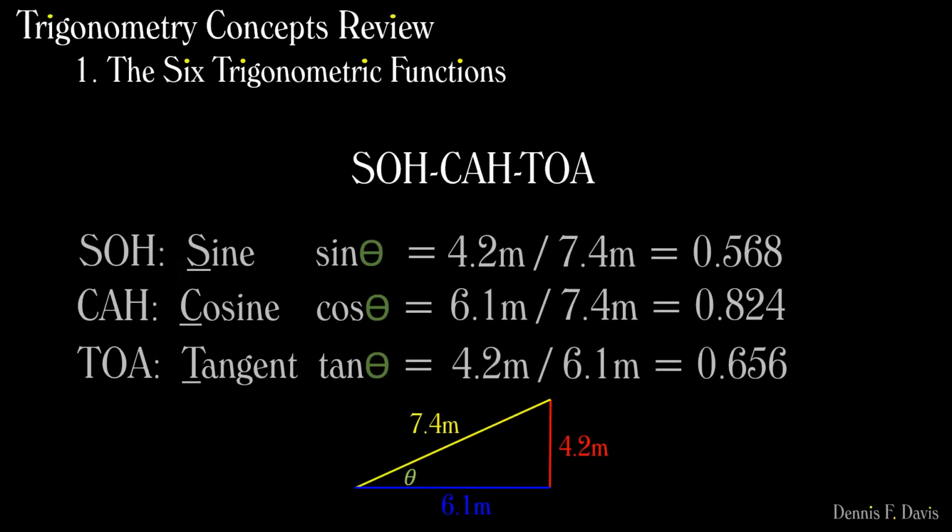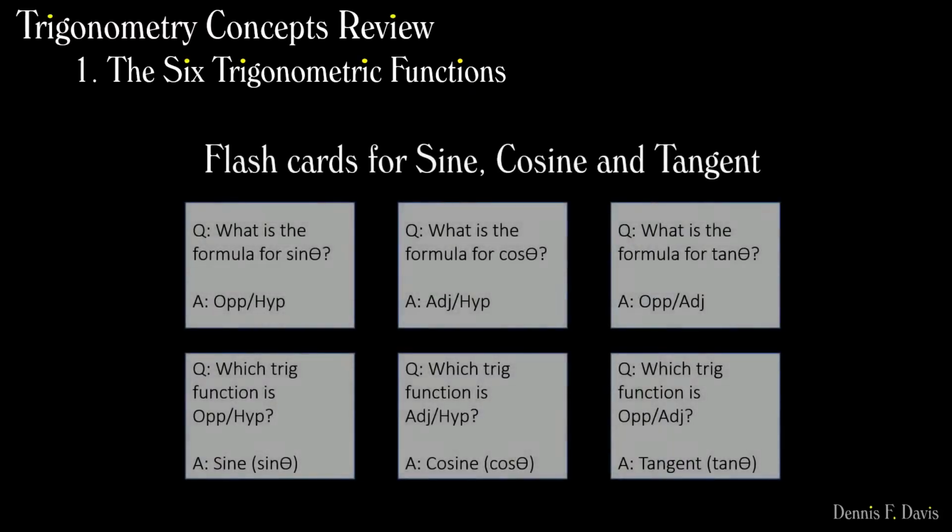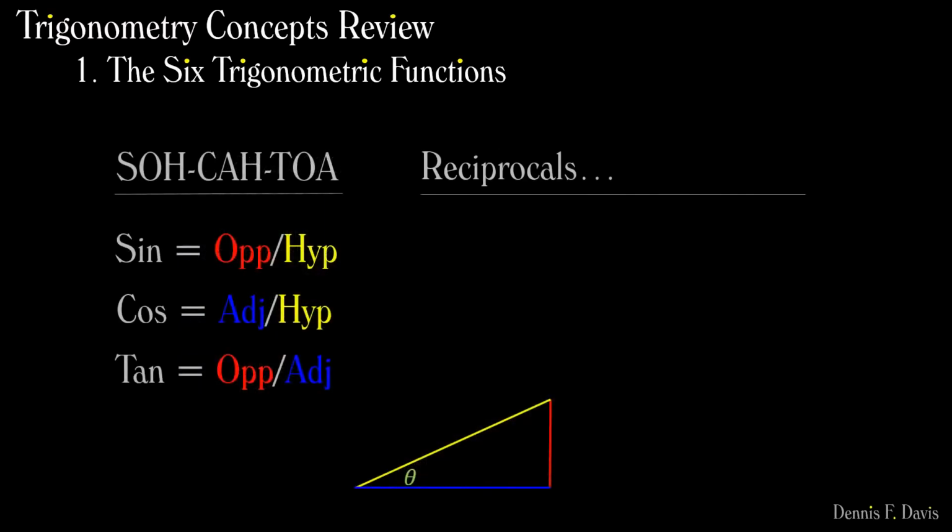Please chant SOHCAHTOA to yourself and know the corresponding formulas for sine, cosine, and tangent. Here, you might consider making 6 flashcards. You should know these frontwards and backwards, and fortunately, SOHCAHTOA makes it easy. The last 3 trig functions are just reciprocals of the first 3. Remember, it's easy to take the reciprocal of a fraction. The top and bottom just switch places. So the reciprocal of a over b is b over a.